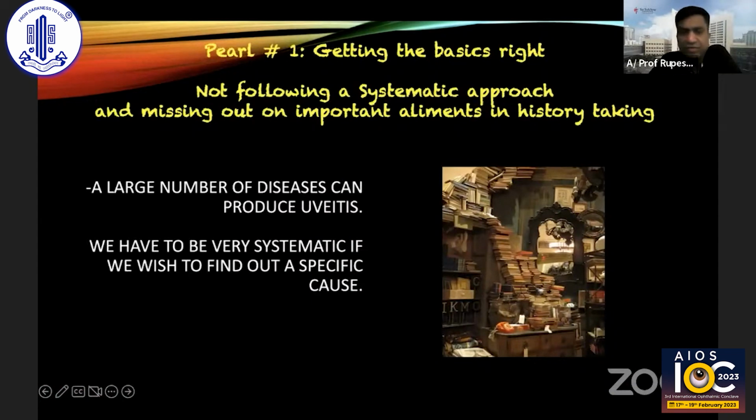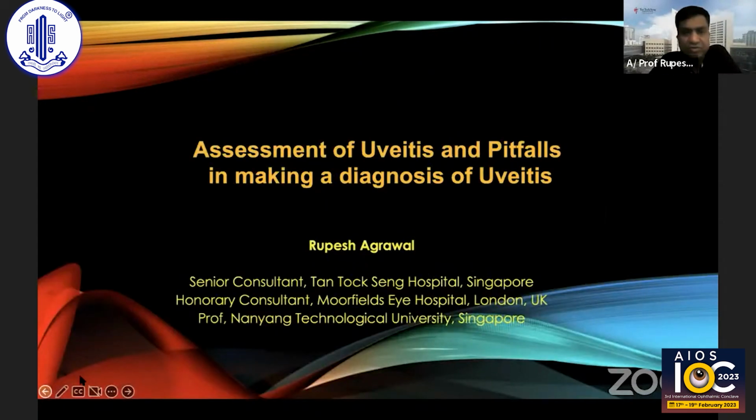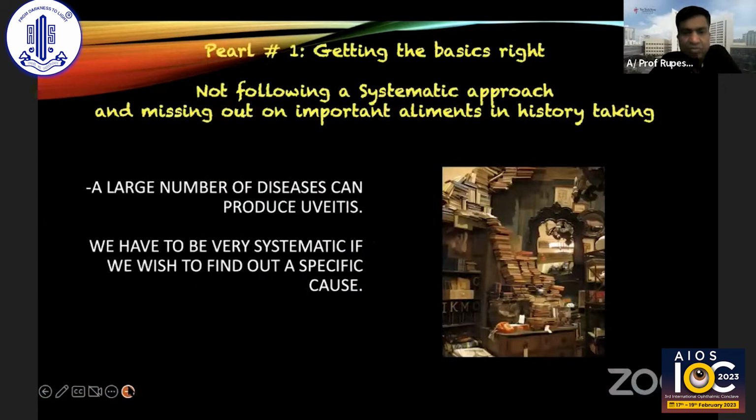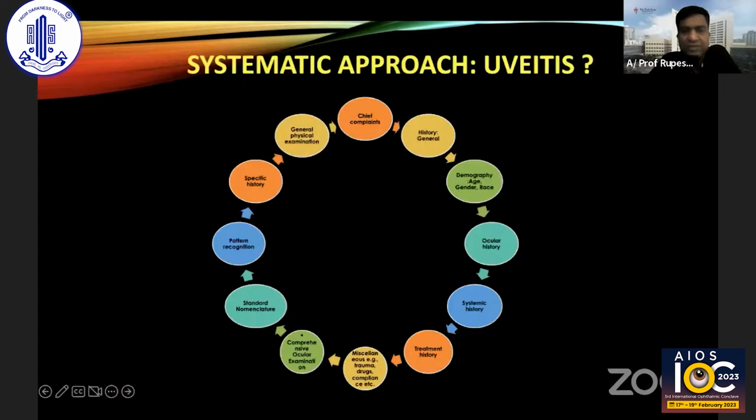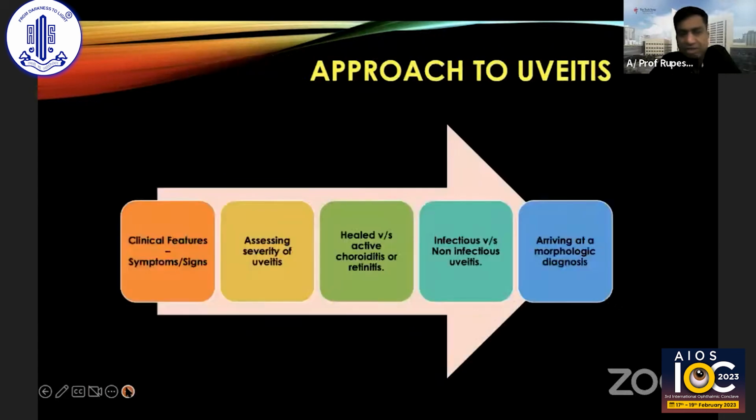So we get lots of patients of uveitis in our clinic, and what is the best way to approach some of these patients? Usually there are quite a number of things going on, starting with the complaints, then the history, then demographics, history again. The history can go on again and again, and then you have the treatment history, then miscellaneous, then you try to identify some names, and you go for examination and then investigation. Quite a lot of things are happening in the circle.